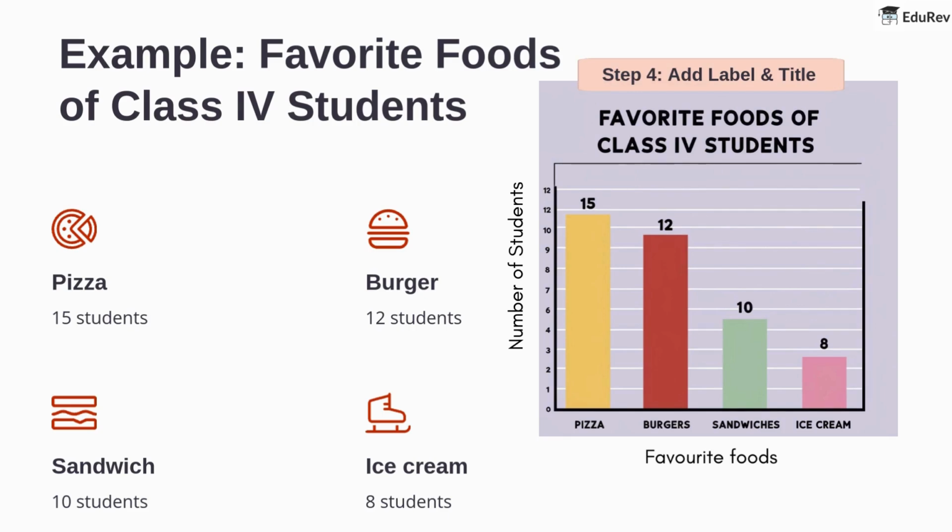Step 4. Label and title. Label the axis clearly, favorite foods and number of students. And add a title like favorite foods of class IV students. So, hope you have learned how to make a bar graph. Let's move on to learn how to read a bar graph now.